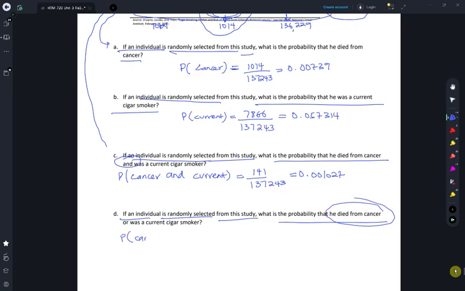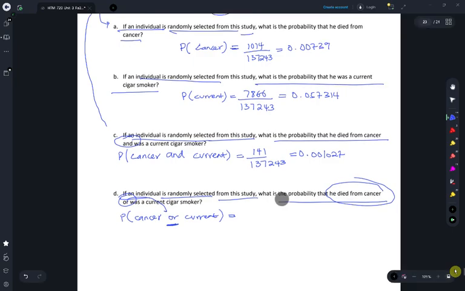And next, if an individual is randomly selected from the study, what is the probability that they died from cancer or was a current cigar smoker? The use of the or here tells me that I am likely to consider the general addition rule. So I'll look at the probability of just cancer plus the probability of current minus the probability of cancer and current.